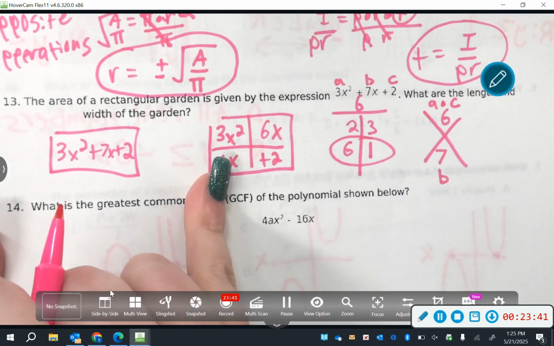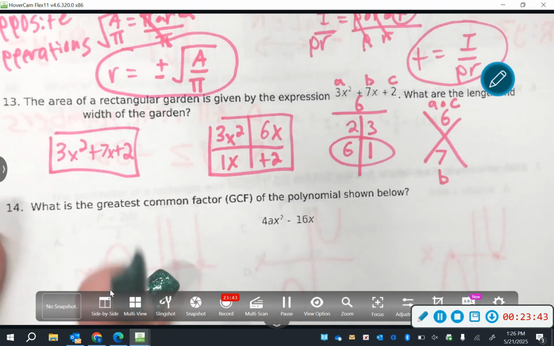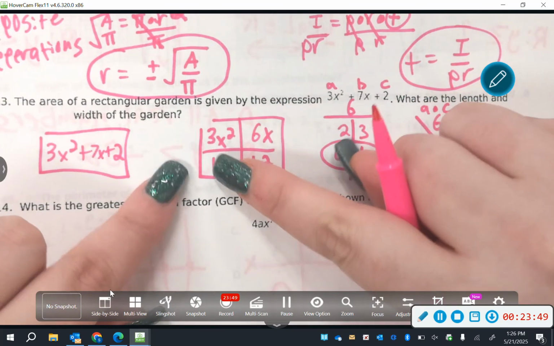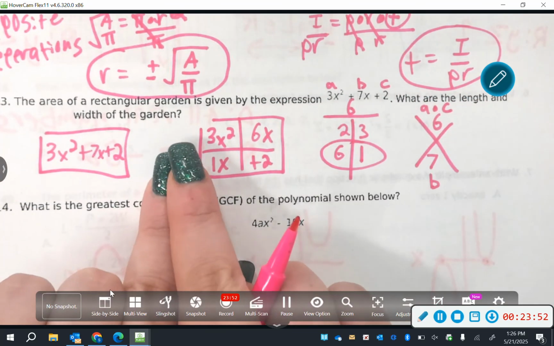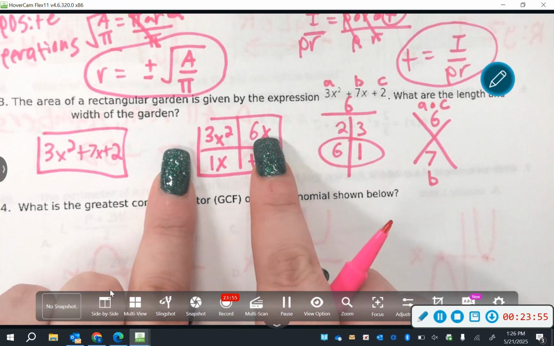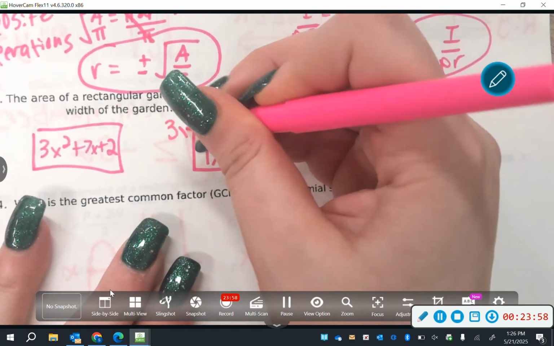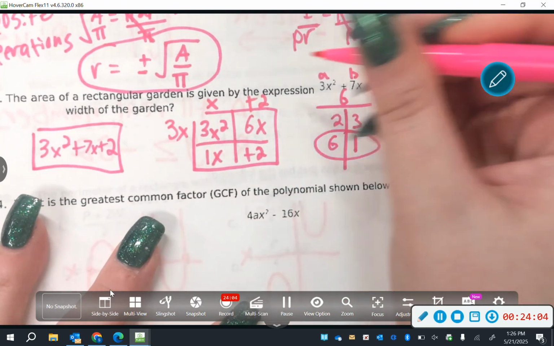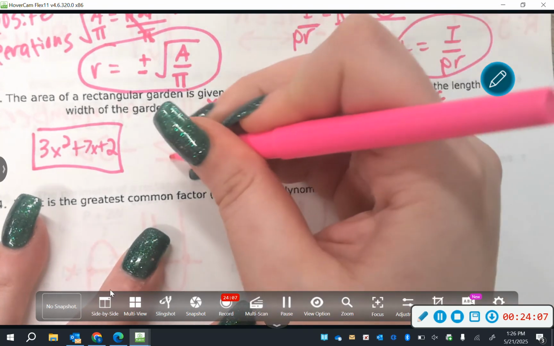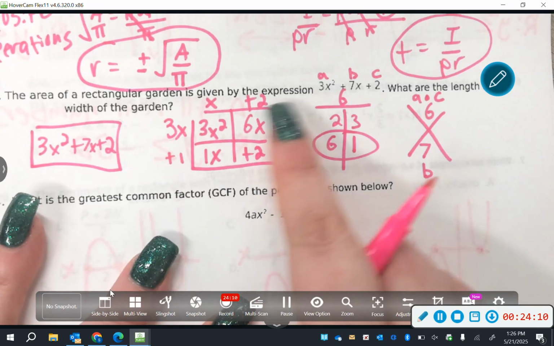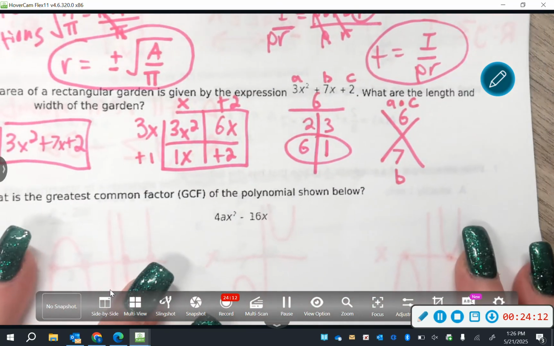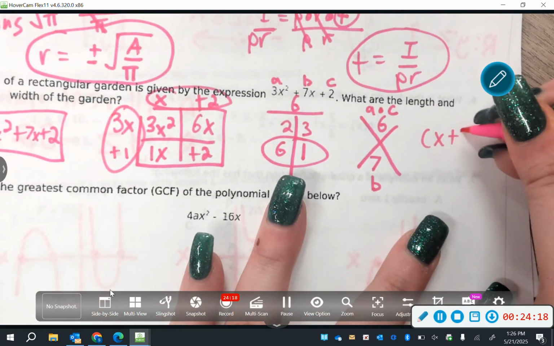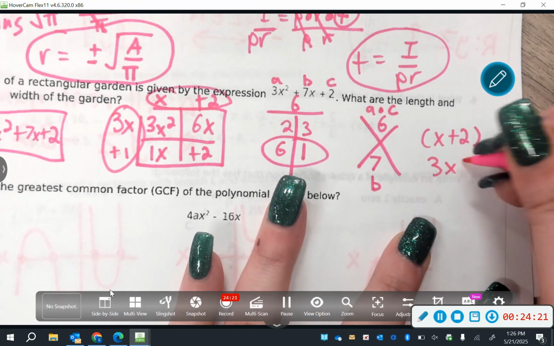Now, I need to figure out how I get 3x squared. Well, 3x squared is going to be 3x times x. I cannot put my 3x here, because there's nothing that'll give me 1. If I put it here, though, 3x times 2 will get me a 6x. So we got 3x and x. X times 1 gets us a 1x. 1 times 2 gets us 2. We are good. Our two sides, our length and our width, are x plus 2 and 3x plus 1.